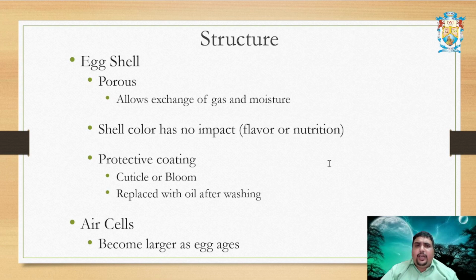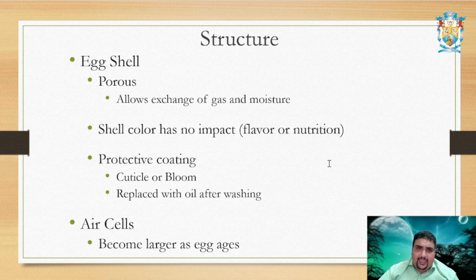Then it is a protective coating, which gives the egg a basic body, which will be very soft when it is laid, but it turns harder because of the calcium content in it. It turns harder as the age goes by.